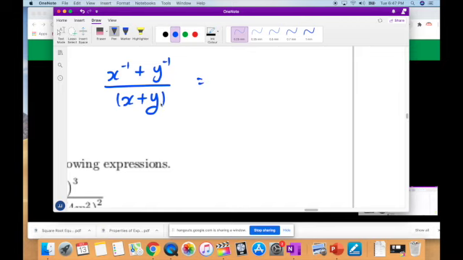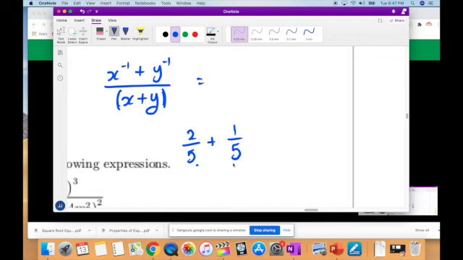I could also say, all right, I could split this up. If you all remember fractions, if I keep this as one denominator, if I have a common denominator, like let me just say I have 2 over 5 plus 1 over 5.